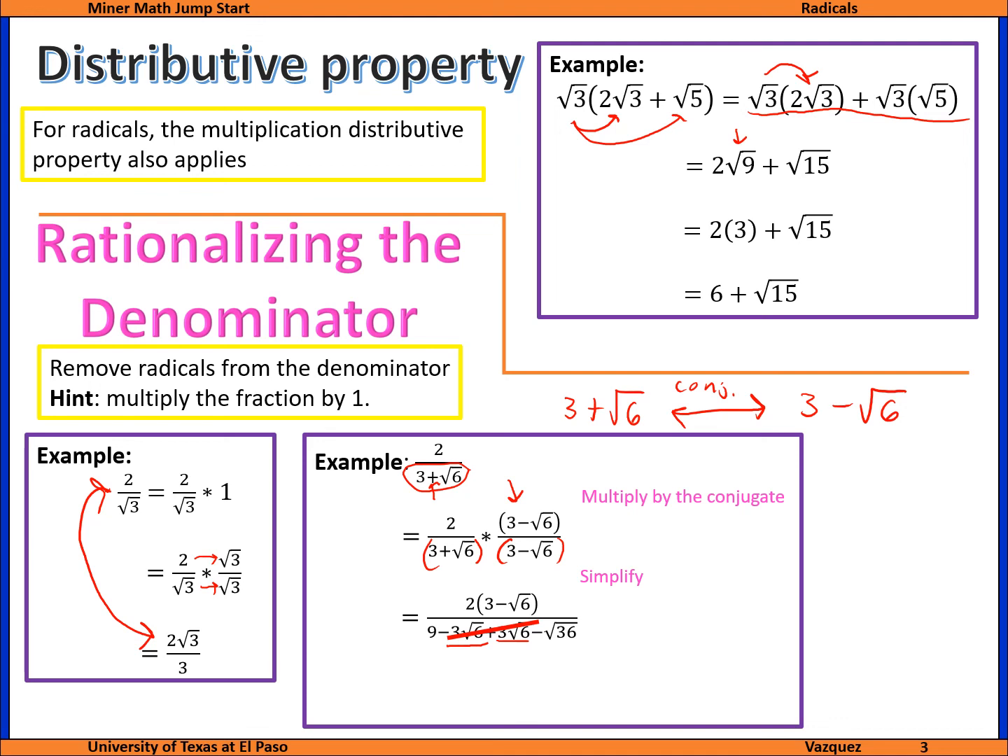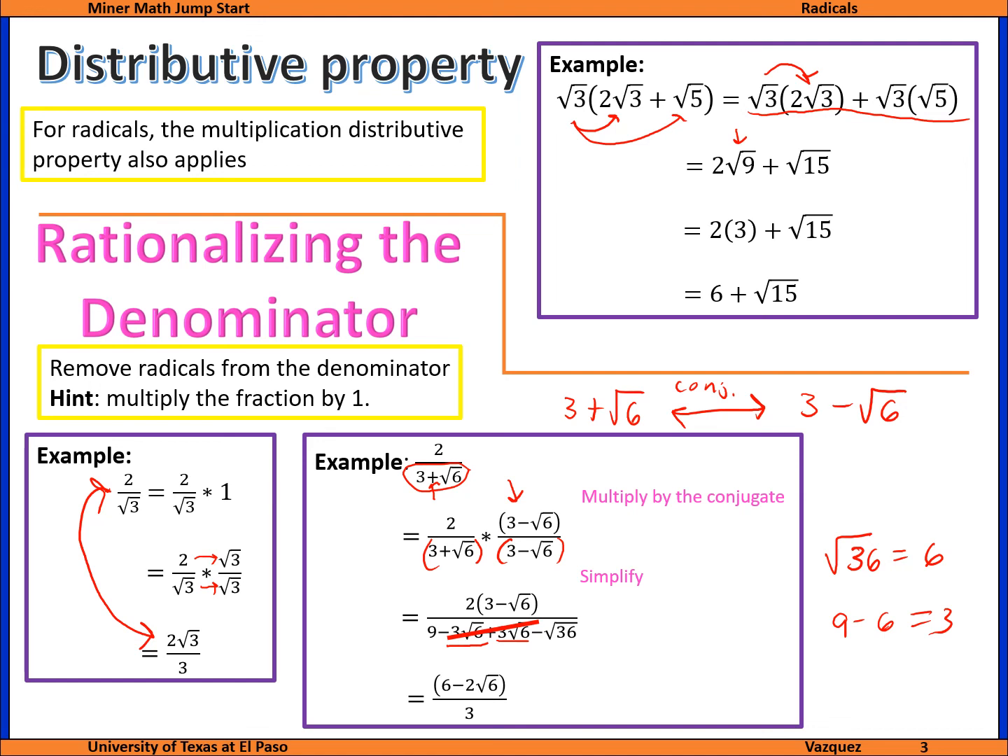What does that leave us? That leaves us 9 minus the square root of 36 in the denominator. And if you remember, the square root of 36 is equal to 6. So we really have 9 minus 6 in the denominator. And we know that is equal to 3. So we're just going to write 3 in the denominator.